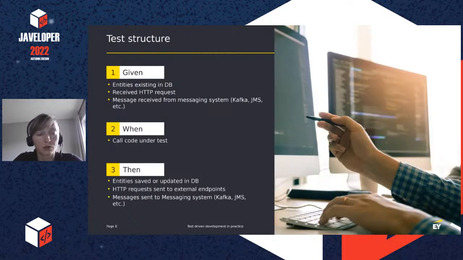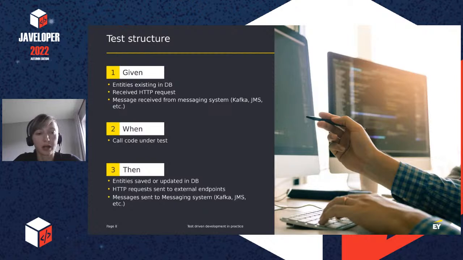Okay, so let me quickly review the test structure. Each test should consist of three parts. The first part is given. Here we provide some conditions for our test. It can be entities existing in the database. It can be some received HTTP request. It can be a message received from messaging systems like, I don't know, Kafka, JMS, and so on.